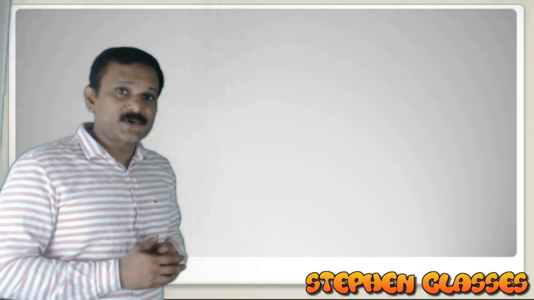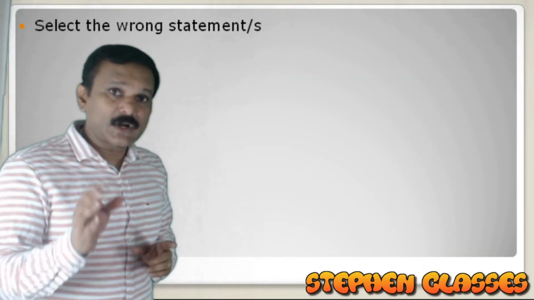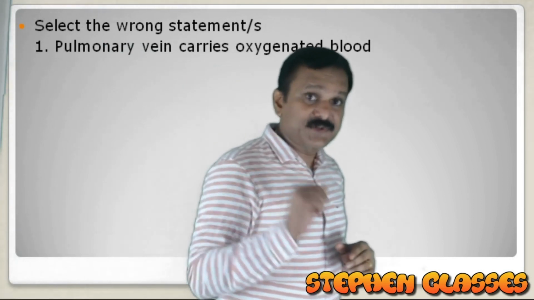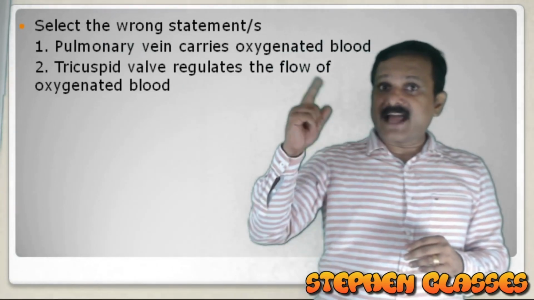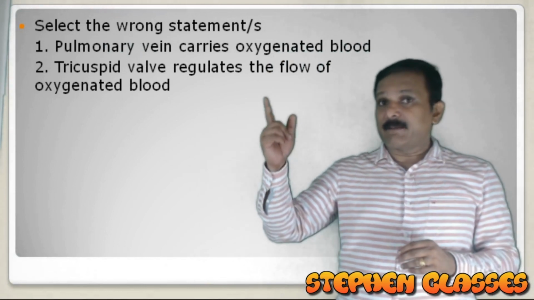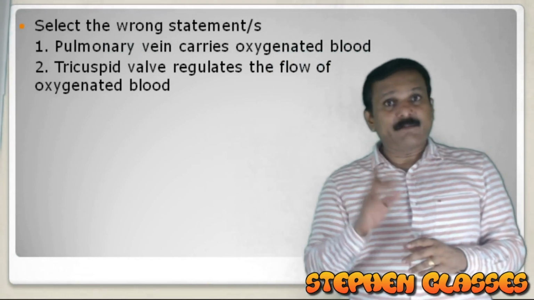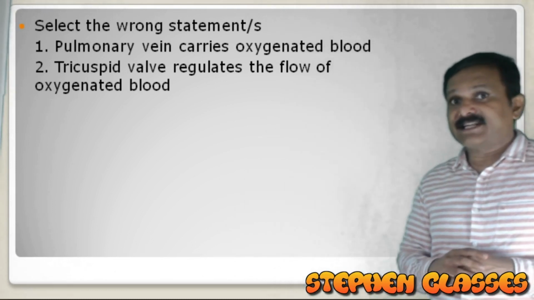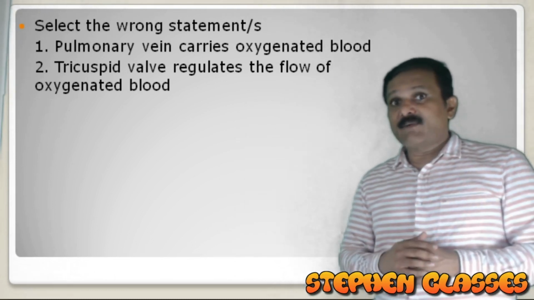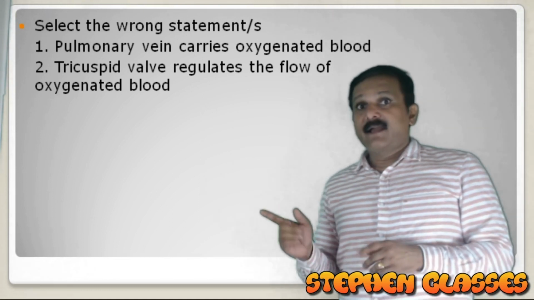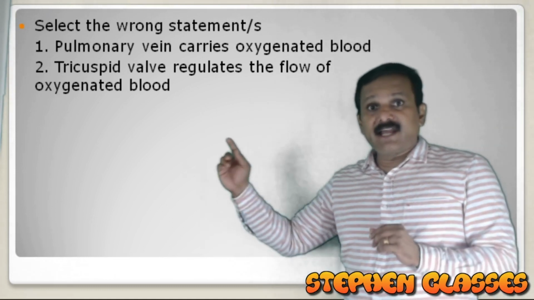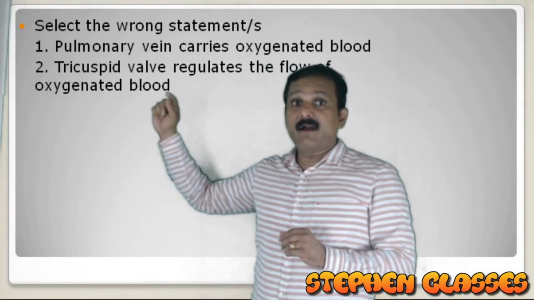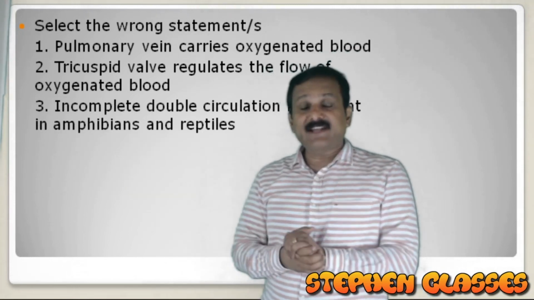So here we have the question for you. Select the wrong statement. Pulmonary vein carries oxygenated blood. That is true, because pulmonary artery will carry deoxygenated blood, but pulmonary vein will carry oxygenated blood. That is the true statement. Tricuspid valve will regulate the flow of oxygenated blood. Is it true? Tricuspid valve is on the right side. It will regulate only the deoxygenated blood. So this is wrong. It is not oxygenated, it is deoxygenated blood. So the second statement is wrong.